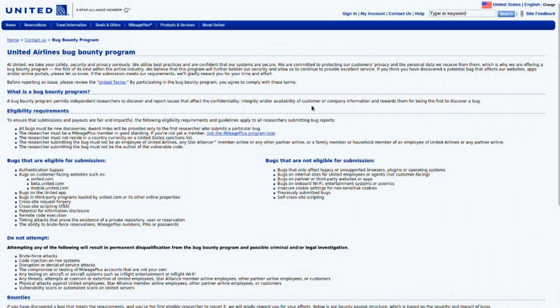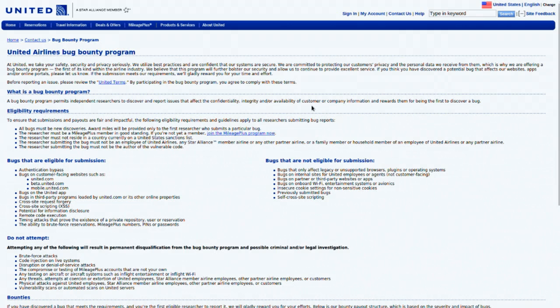All right, how about this? United Airlines announces a bug bounty program. Everybody's getting in on it. This is actually a good thing, though. They say they take your safety seriously, although the eligibility requirements are a little weird. All bugs must be new discoveries. The researchers must be a Mileage Plus member in good standing.